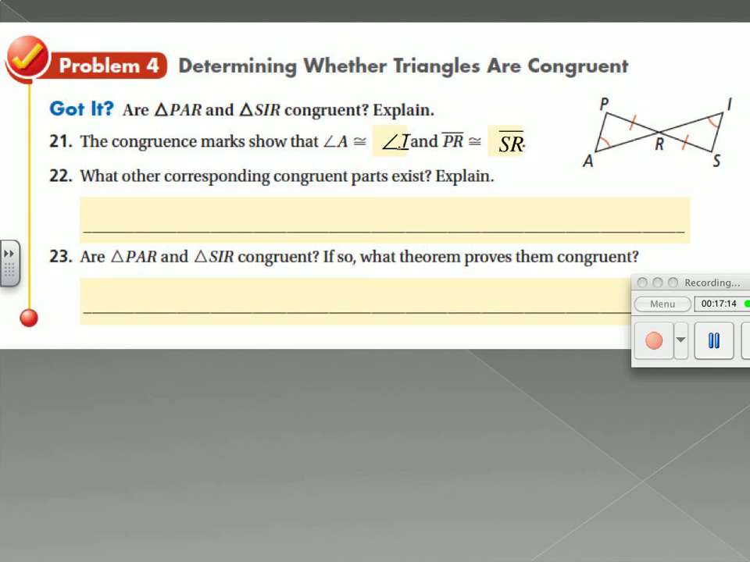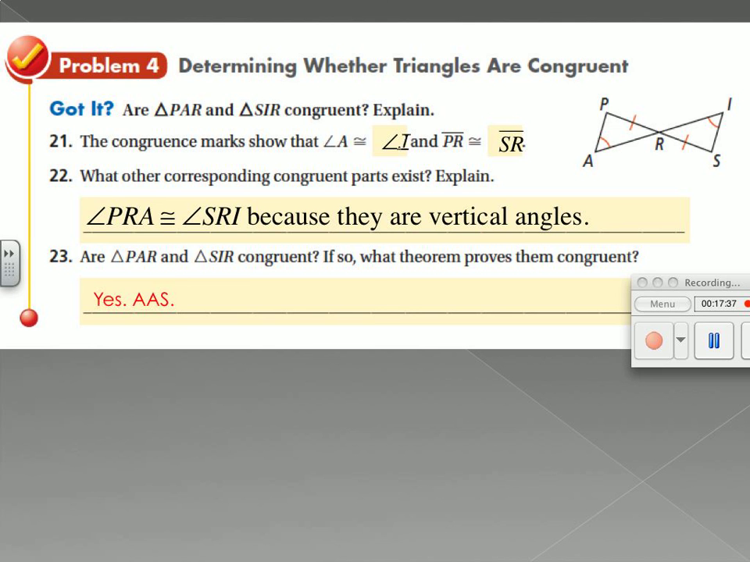So what other corresponding parts exist? Do we know of any? We know that angle PRA is congruent to angle SRI because those are vertical angles. In addition, now we have two angles and a non-included side which are corresponding. So by AAS, the two triangles are congruent.